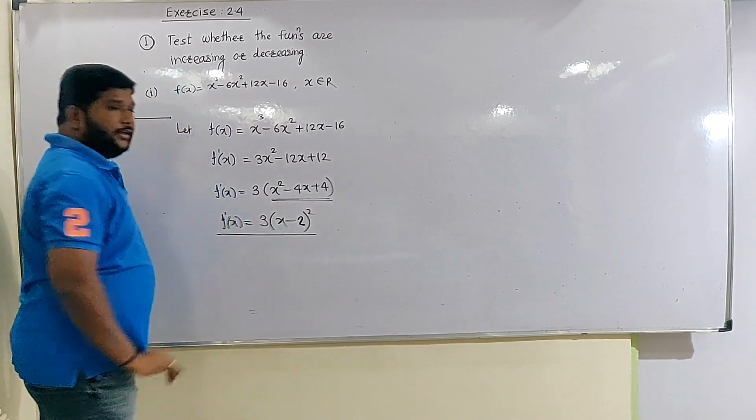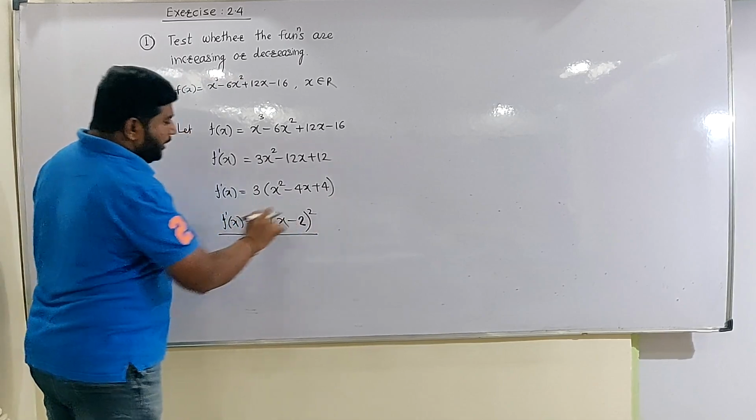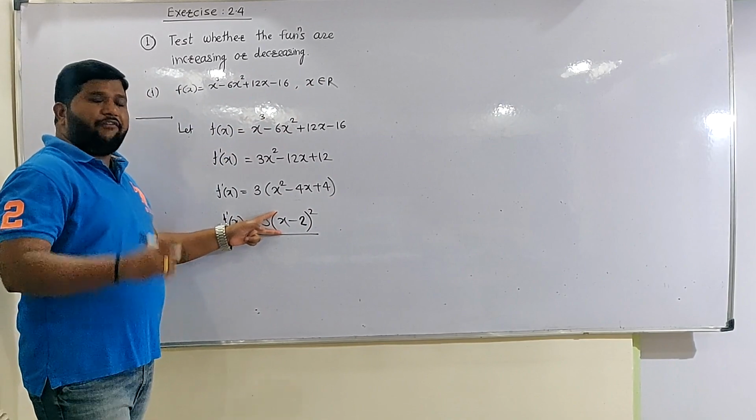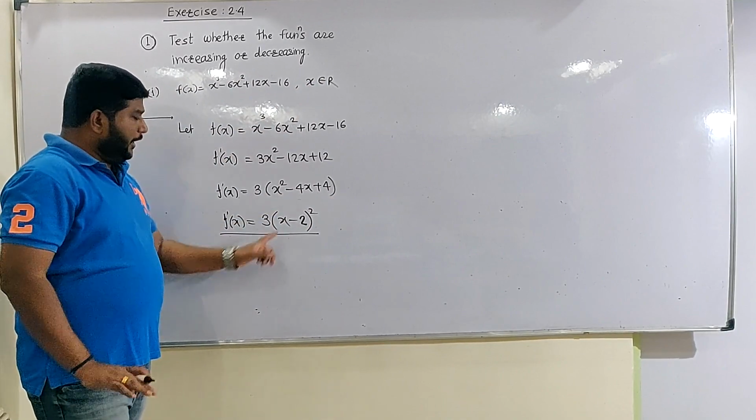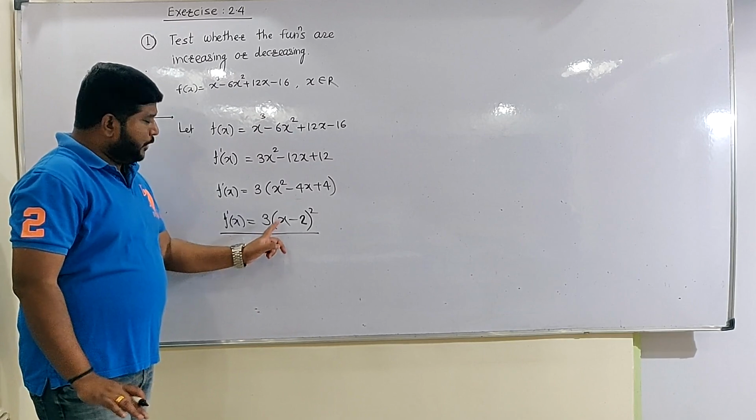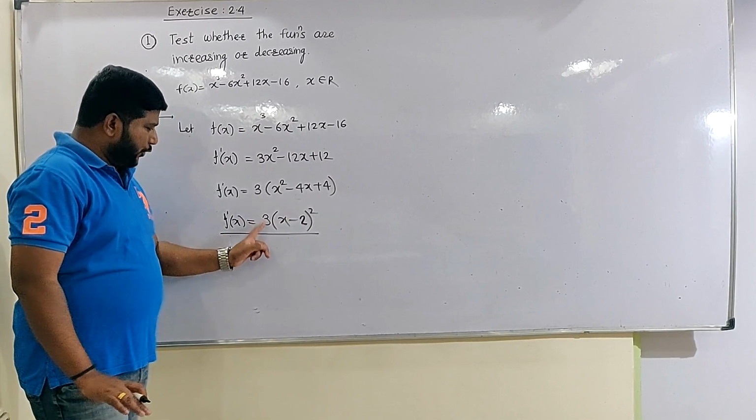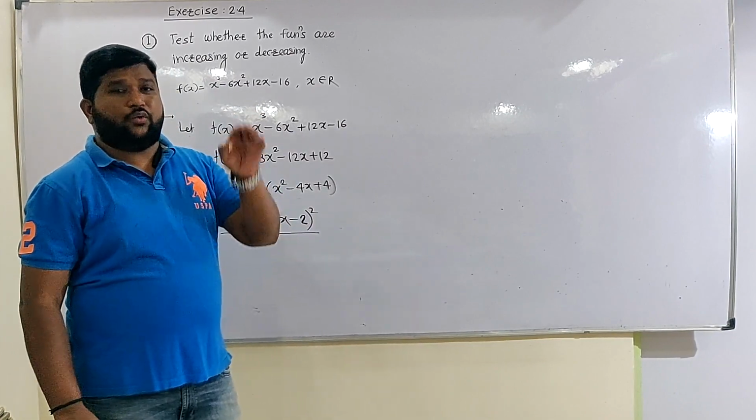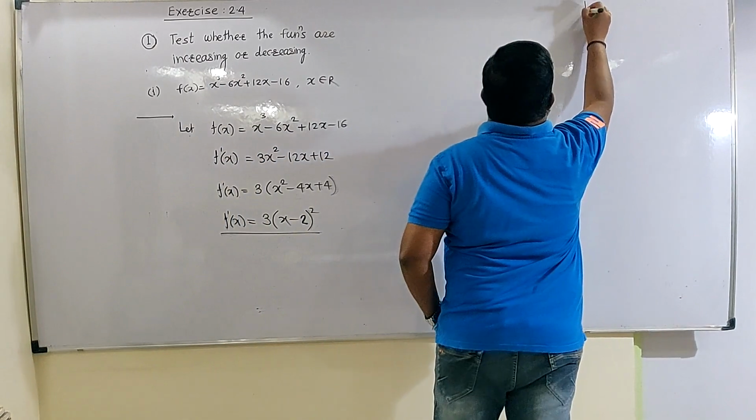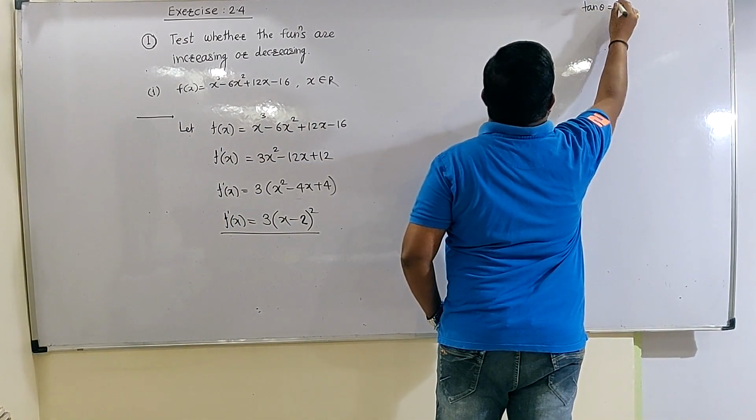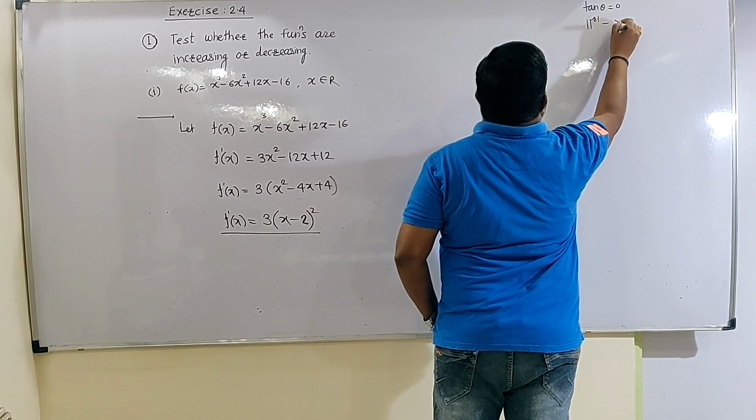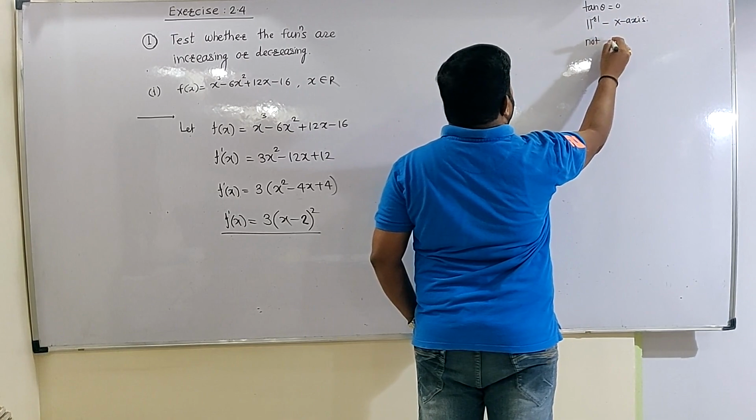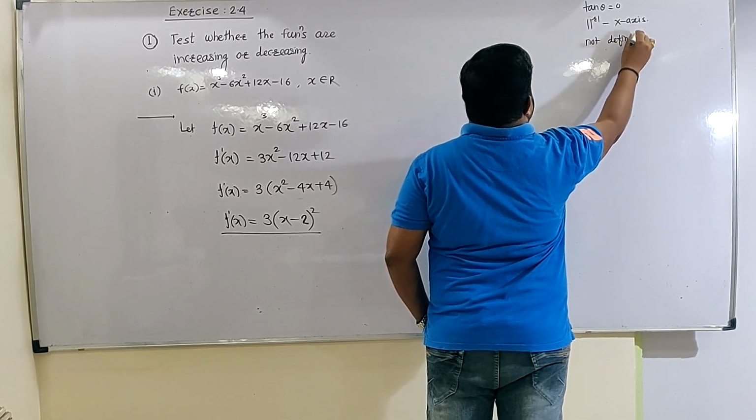What do we have to find? F dash of x. So see carefully, for any real value of x, you can put any real number except 2. We cannot put 2, because 2 minus 2 is what? 0. 0 into 3 is what? 0. So if f dash of x is equal to 0, what happens? Tan theta is 0. Tan theta is 0 means parallel to the x-axis. So increasing function, decreasing function cannot be defined.